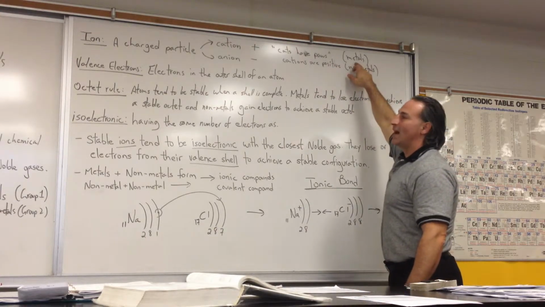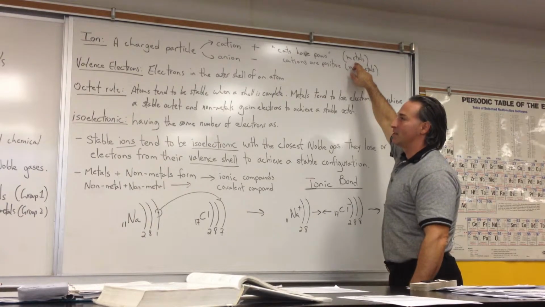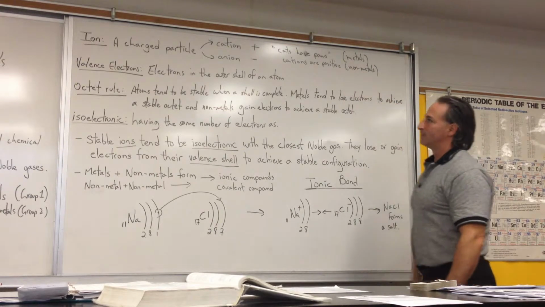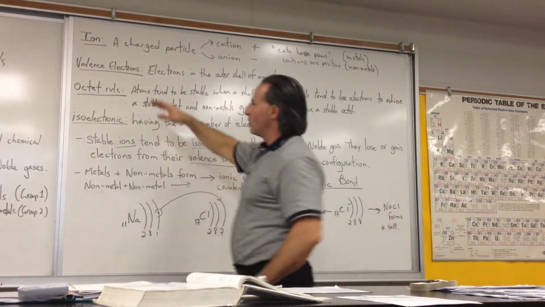Metals tend to form cations. They tend to become positive. They tend to lose electrons. Non-metals tend to gain electrons. So, valence: a few words that we have to define.